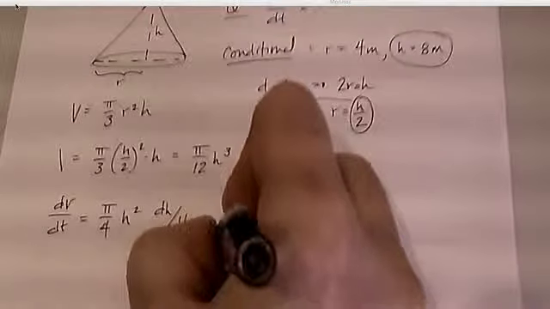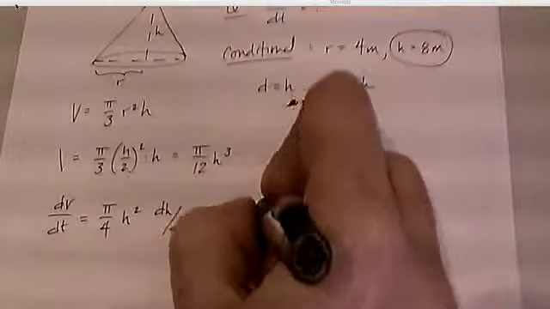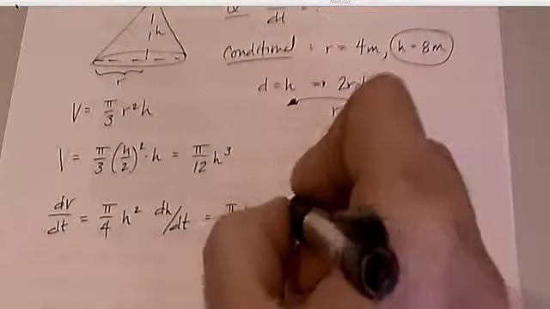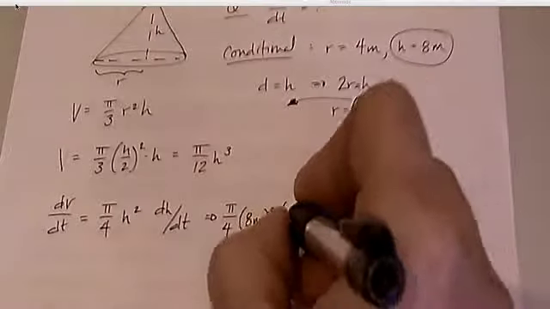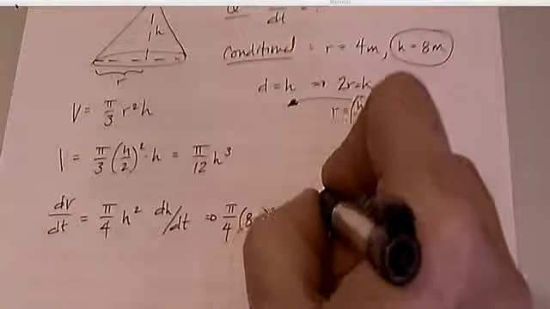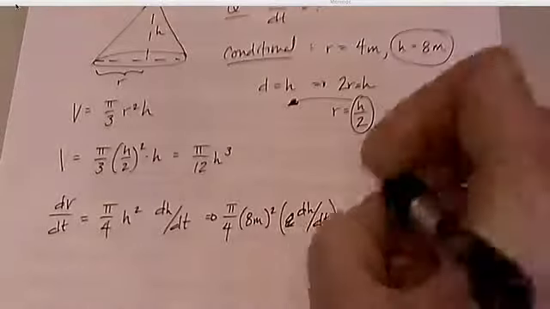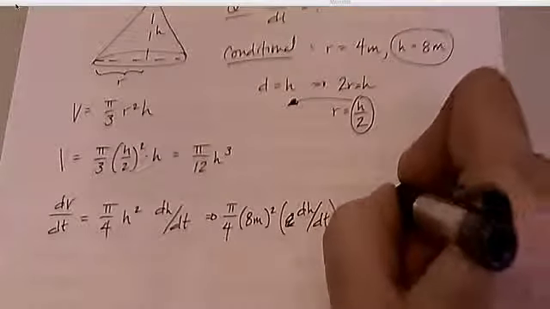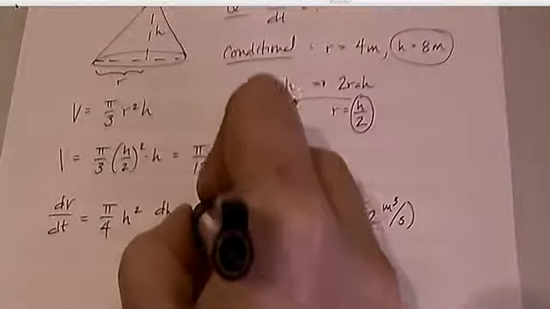So that means my dV/dt is pi over 4 times 8 meters squared times... no, sorry, that was actually dh/dt, and that should be equal to dV/dt, which is 2 meters cubed per second. So I flipped the equation around, but it's the same thing, right?